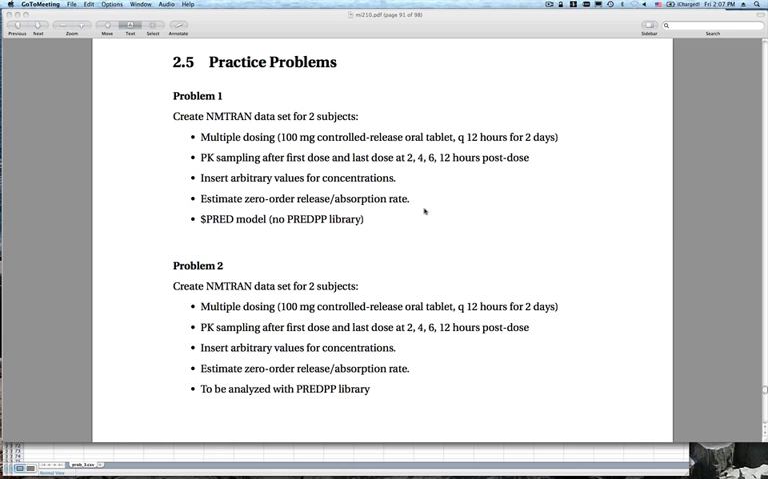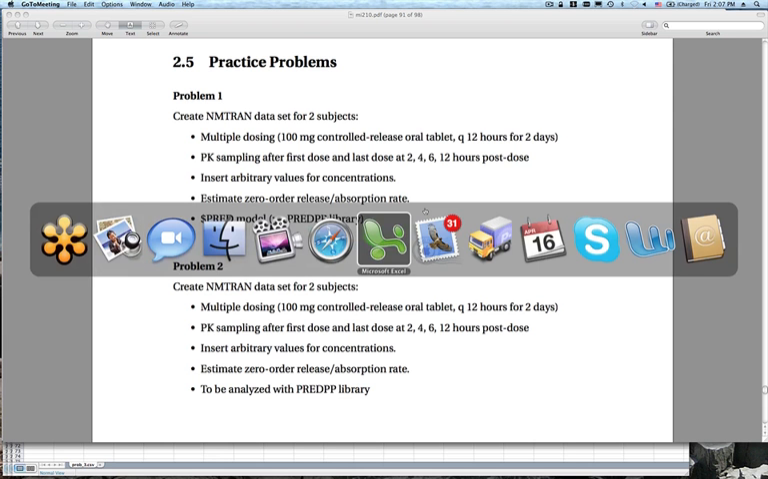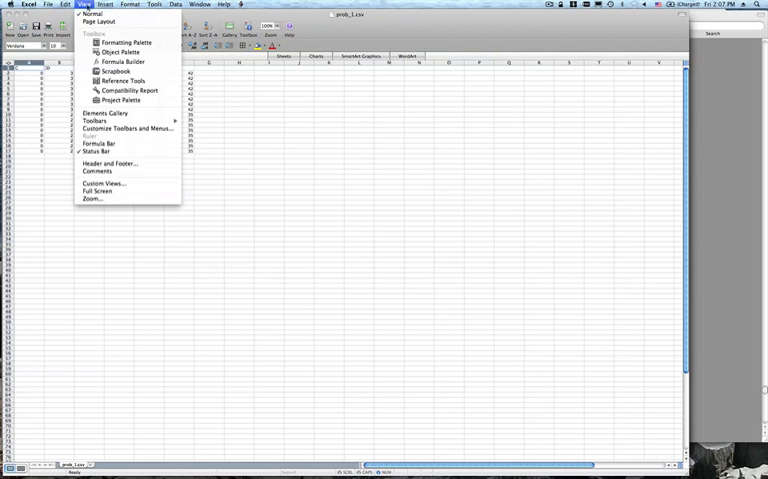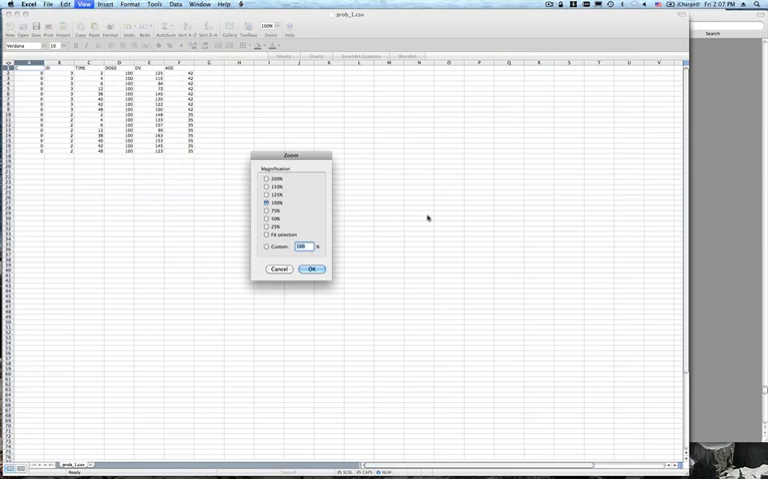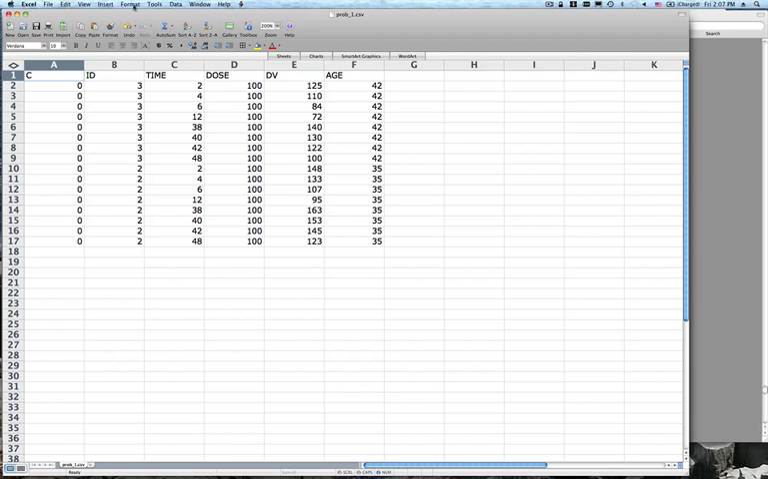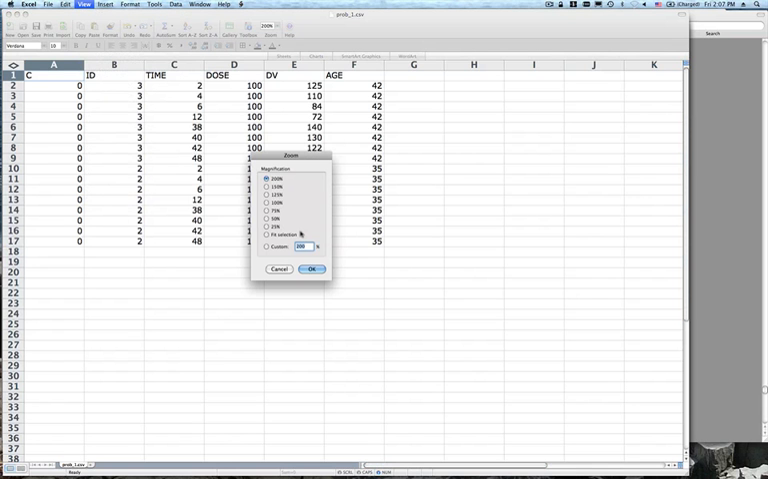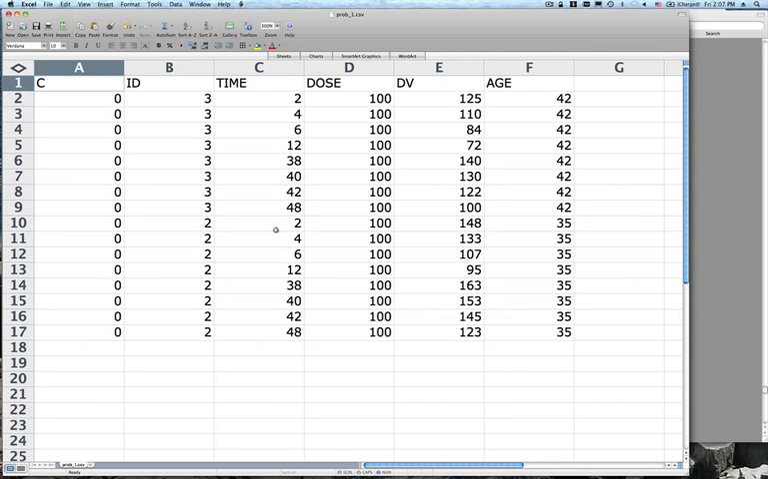Let me pull up my examples. And I'll just expand the view here. I can even make it bigger, I bet. Okay, so this is problem 1. This is a $pred implementation.